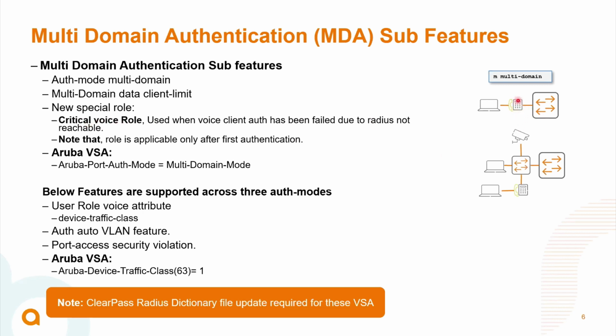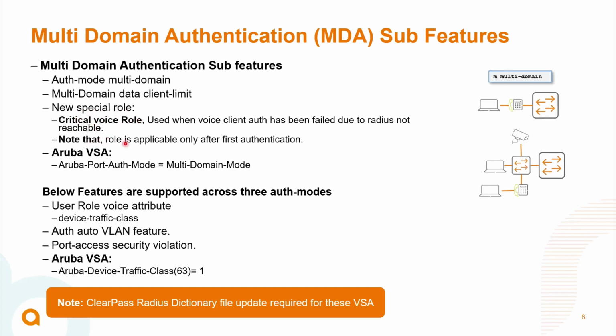It was dropping all other voice, but this voice was critical in the organization. Why is voice critical? You cannot reconstruct the voice packets on an IP network, but data you can reconstruct. That's why voice packets are so important, and this introduction helps the organization by considering the critical voice role.